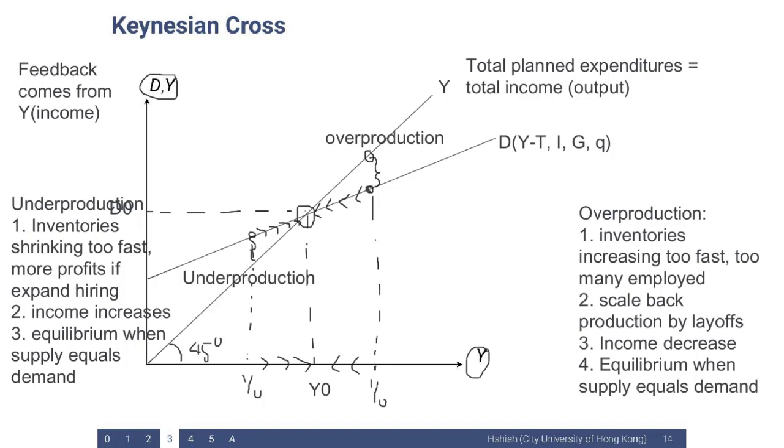So maybe I will draw here the 45-degree line. And let me comment here. This is when total planned expenditures equals total income. Sorry, total output. Yeah, it's just output.